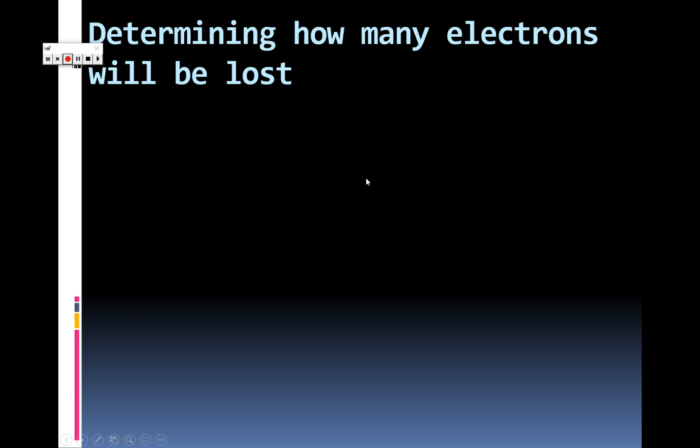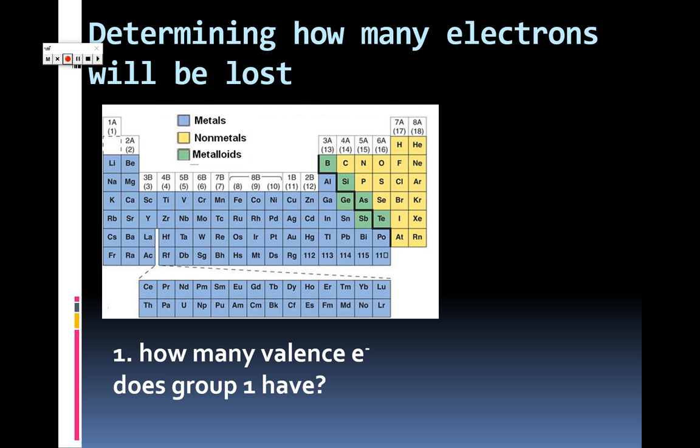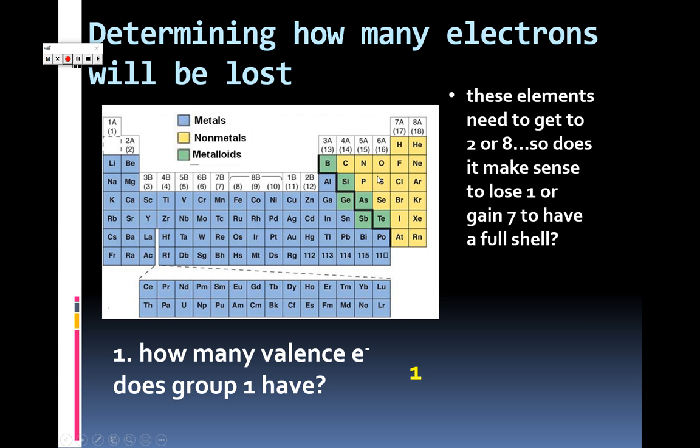Okay, so we'll do losing electrons first. Like I said, this is literally what we would do in grade 10. So depending on how much you remember, maybe you're like, oh yeah, I got this, I remember this. We start on the left. Group 1 has 1 valence electron. If you're trying to get to 8, does it make sense energetically to lose 1 or gain 7?